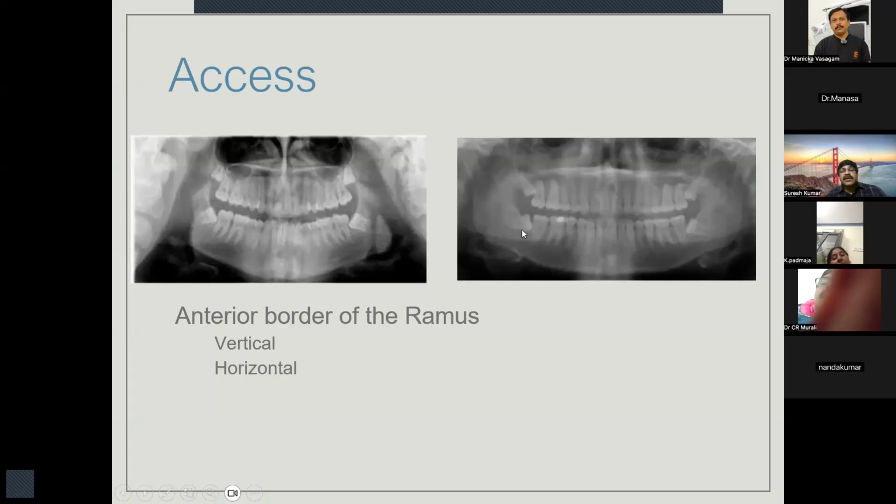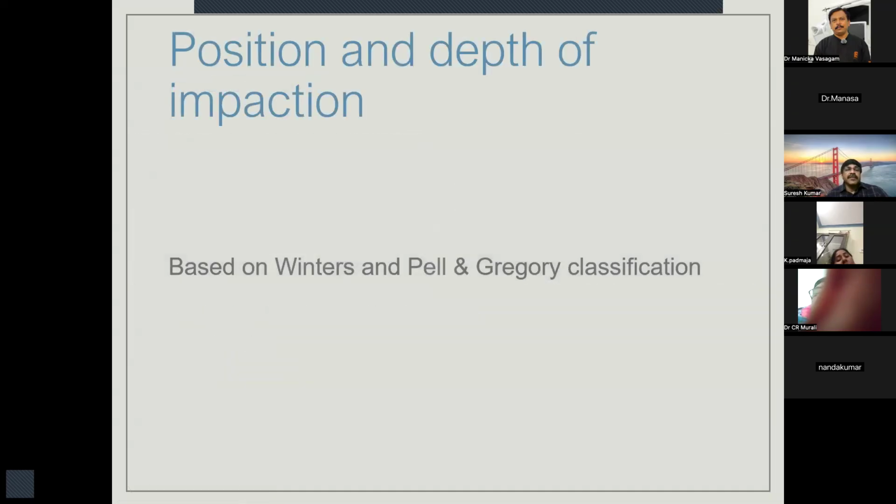If you look at the other X-ray on the right hand side, you see the external oblique ridge or the anterior border of the ramus is more horizontal in direction. That means you have more space and clearance on top of the impacted lower third molar crown. So in this case, visualization is better. The bone removal you require will be limited. So it's going to be an easier case. So this tells you what the axis is and how it is seen from the radiograph.